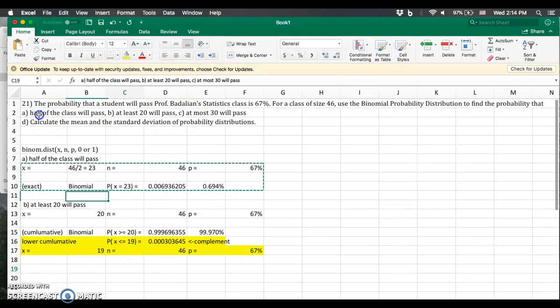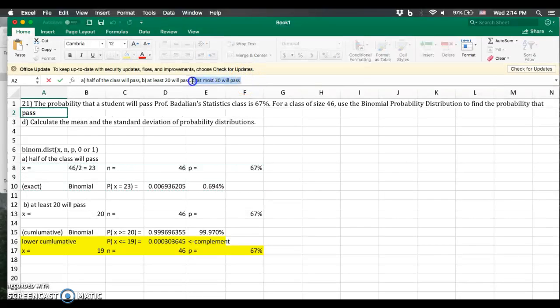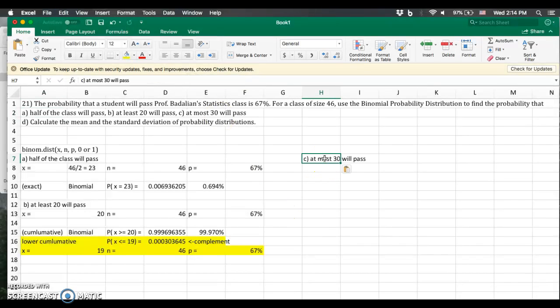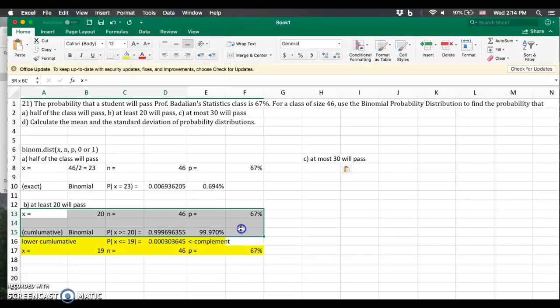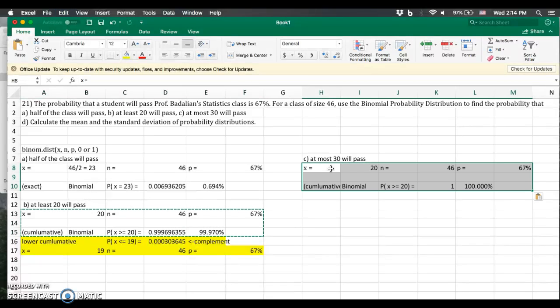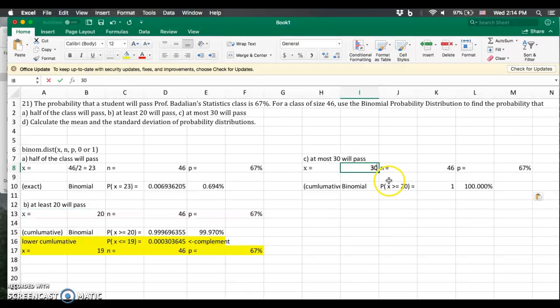Then if we're looking for C, at least 30, I probably will do it here. For C, at least 30 will pass. For that kind of problem, we know that X for this case is going to be 30. It's still going to be cumulative.